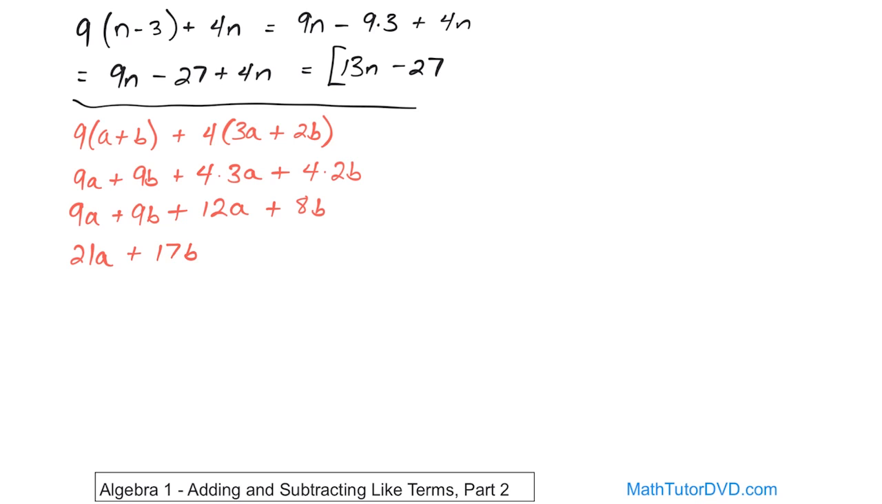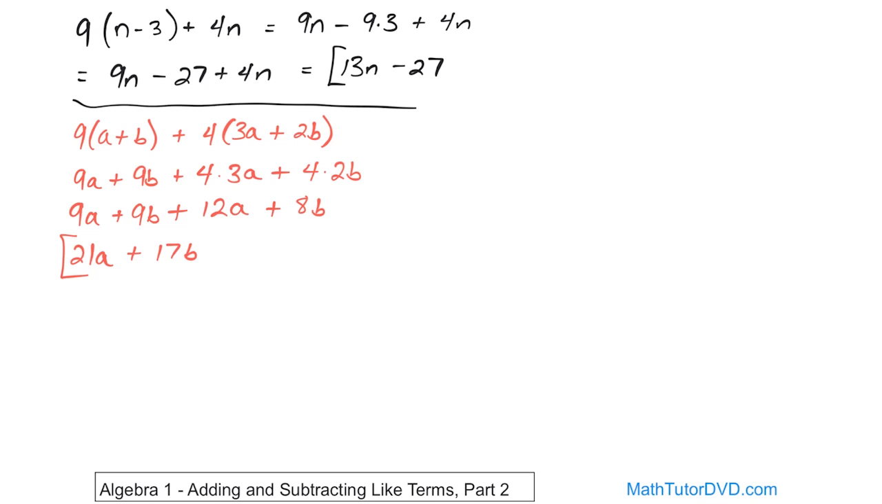Now are these able to be combined any further? No, they're not. So it's 21a plus 17b. These are unlike terms because the variables don't match at all. So here's a great example of combining everything you know. You have the distributive property, and then you have combining like terms, and so on.